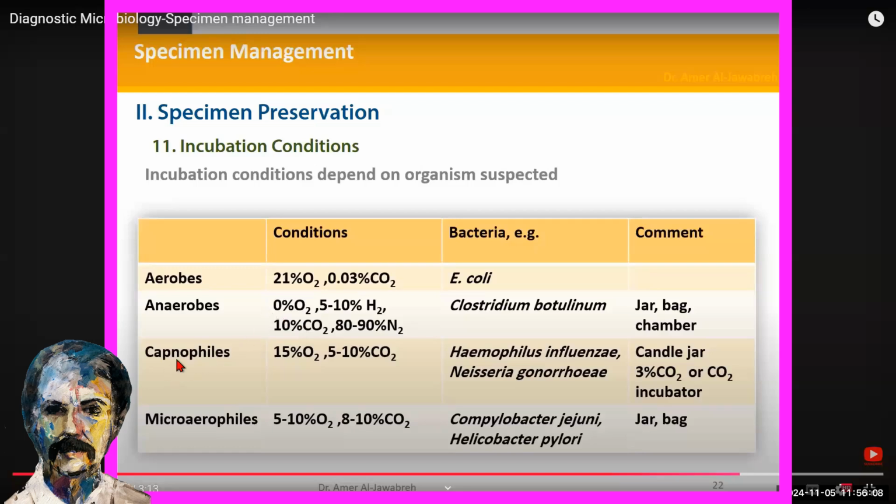Capnophilic conditions. Capnophilic means something related to CO2, carbon dioxide. It means that we have 10% CO2. So capnophilic bacteria means CO2, 5 to 10%. How can we get this?